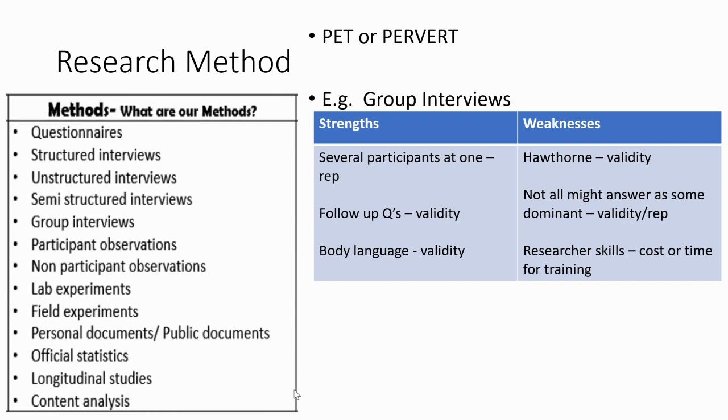However, a weakness of a group interview, particularly with pupils, is the Hawthorne effect. They might show off in front of their peers, or they might not want to tell the truth, so that it impacts on the validity. But make sure that you're thinking about PET or PERVERT as well. Another way you can do it is just by simply writing PET or PERVERT down the side and going through and thinking about, right, what's a practical advantage, disadvantage, what's a reliable advantage or disadvantage, and why.